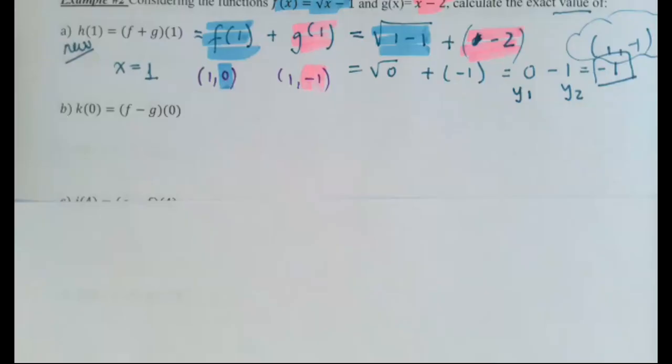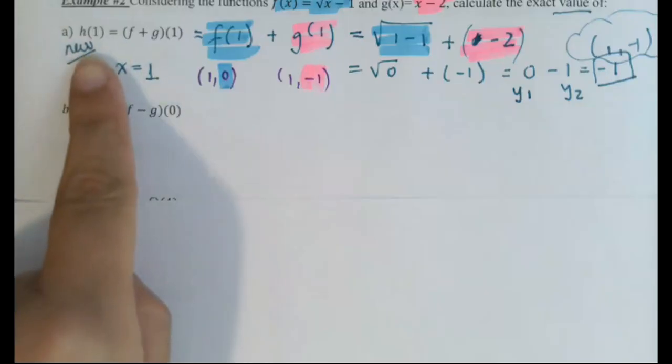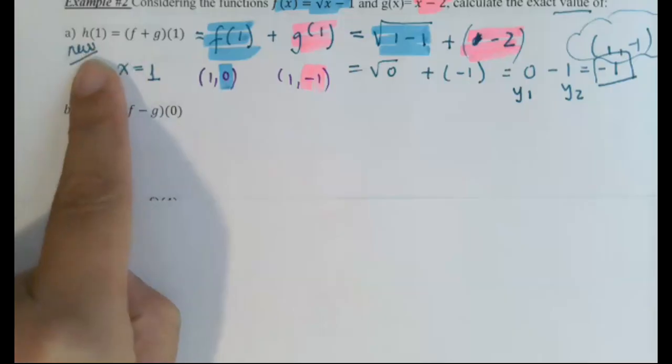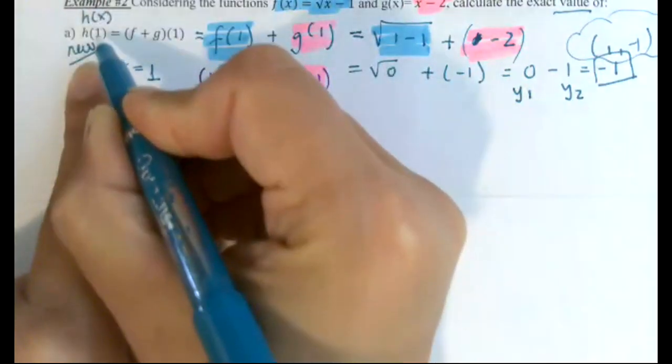So x equals 1 because our final answer was negative and we flipped the sign? No, x equals 1 because it's part of the question. It says calculate h of 1. So this is the corresponding notation for h of x, but now you know what the x is because it's given. That's why x is 1 here.